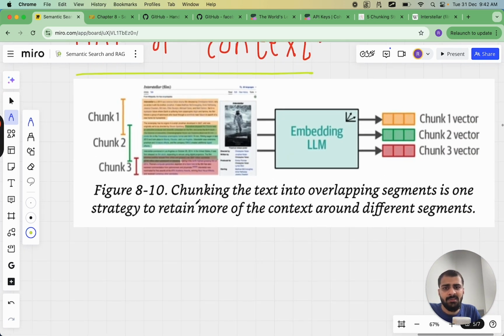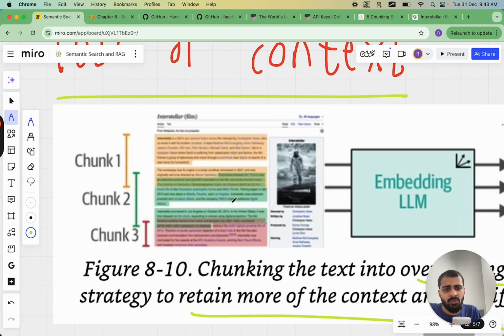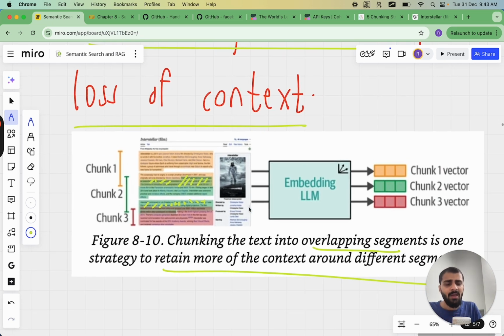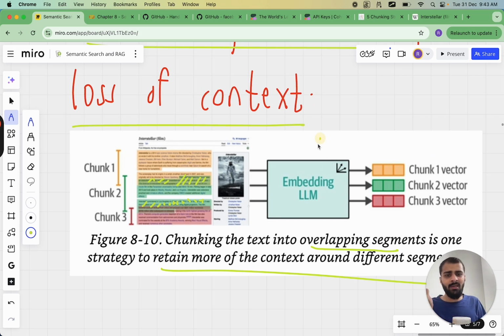Here you can see a separate section has been given to overlapping segments. Chunking the text into overlapping segments is one strategy to retain more of the context around different segments. If you zoom in, you will see that the yellow and green have an overlap. The green chunk and the red chunk also have an overlap. This is so that we retain some context between the different chunks. And then the process is the same. We use an embedding model and convert each chunk into a vector, and then we compare it to the query vector and choose the chunk with the lowest distance.